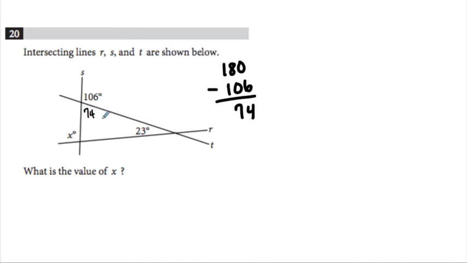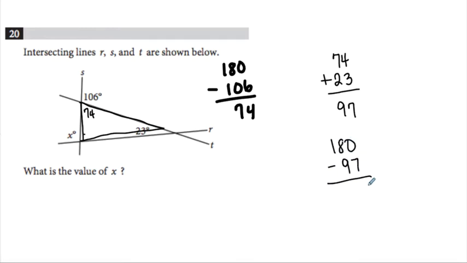74 degrees. Then you might notice that this is a triangle, and you can find this third angle of the triangle by using the triangle sum theorem. So 74 plus 23, which gives me 97. And then do 180 minus 97, which gives me 83. So then this angle would be 83.